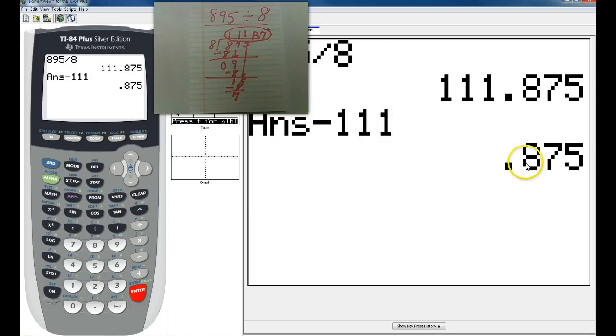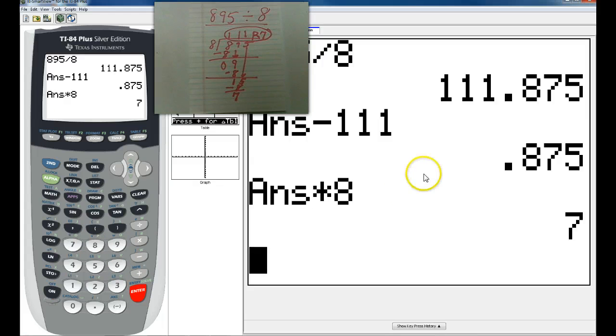Once you subtract out the whole number, that leaves you with a decimal. The last step is to multiply this decimal times the denominator. In this case, it's 8 times 8. And you see your answer is still 111, remainder 7. Okay, let's do another one.